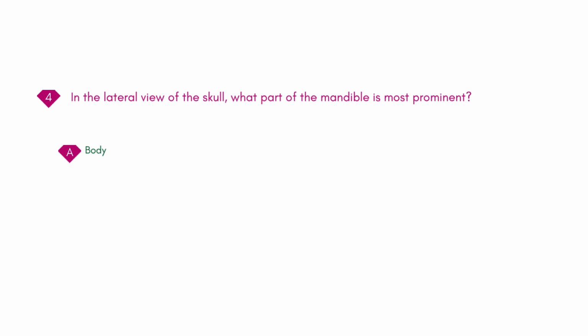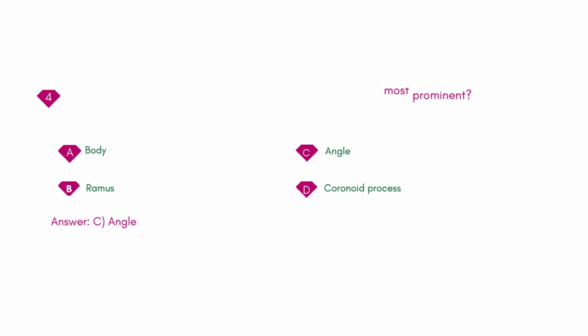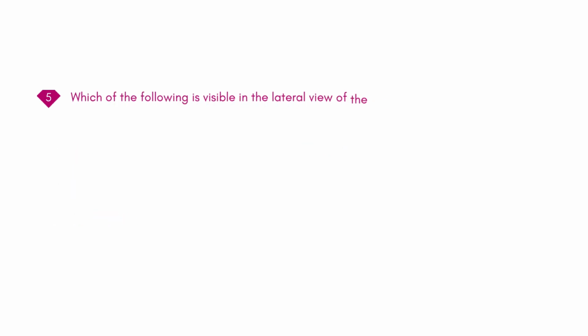In the lateral view of the skull, what part of the mandible is most prominent? A. Body. B. Ramus. C. Angle. D. Coronoid process. Answer: C. Angle.